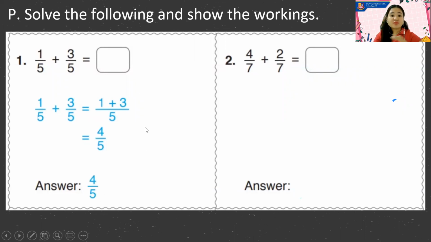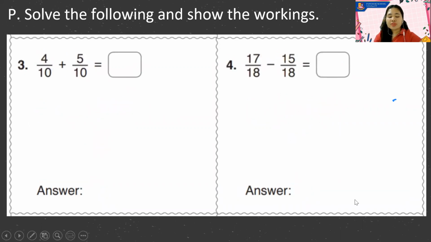Okay, so that is the answer. Okay, so the only difference is you have to show the working. So you have to copy. Okay. Next, 4/7 plus 2/7. Copy the denominator. Then you add 4 plus 2. So what's the answer? 4 plus 2. That is, okay. So that is 6/7. So that is also the answer. 6/7.